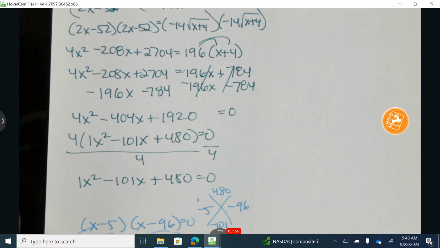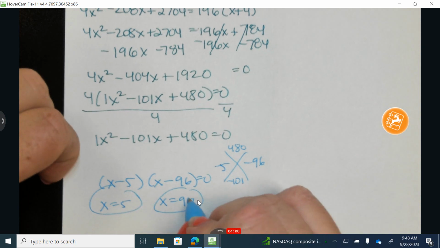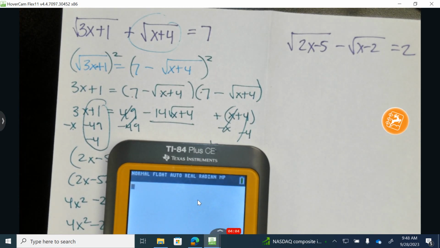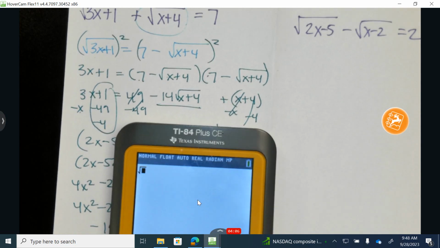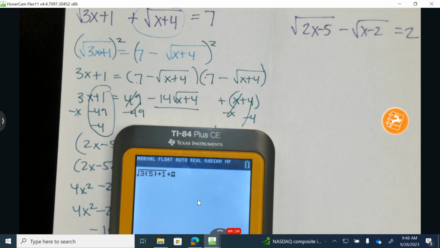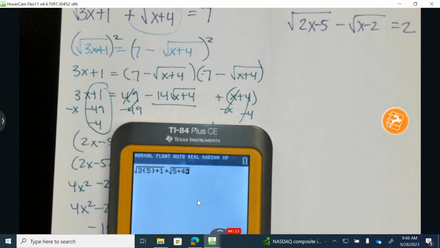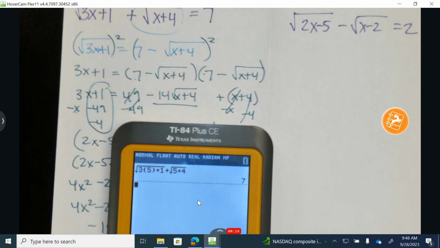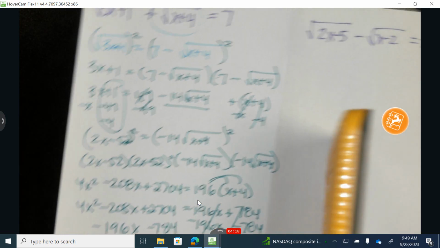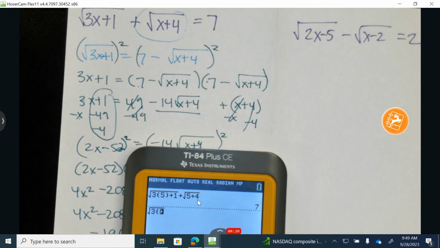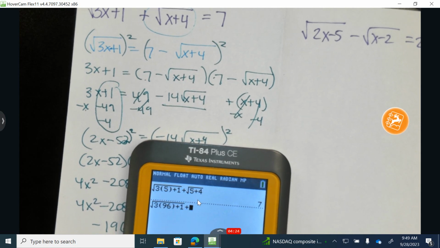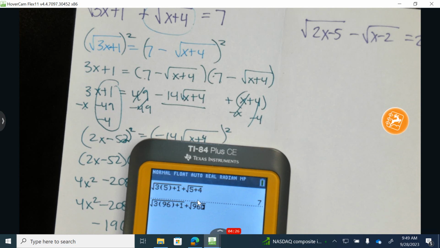Now we got to check to see, do they work? So I'm going to go back up above, checking 5 and 96. Here we go. We got the square root of 3 times 5 plus 1 plus the square root of 5 plus 4. This has to equal 7. It does. That means 5 works. Then I have the square root of 3 times. The next one I'm checking is 96. 3 times 96 plus 1. And then I'm going to have plus the square root of 96 plus 4.